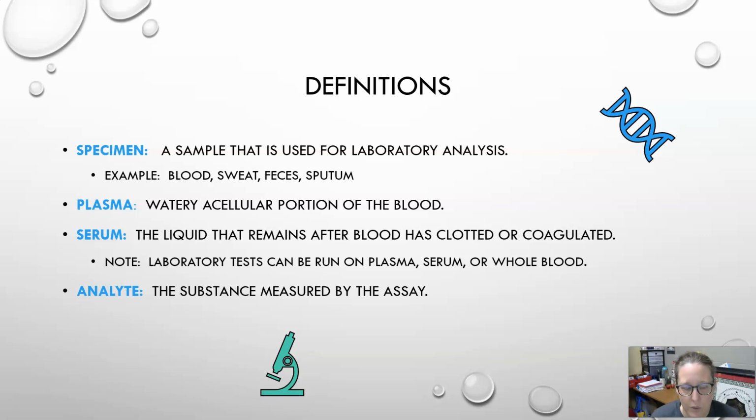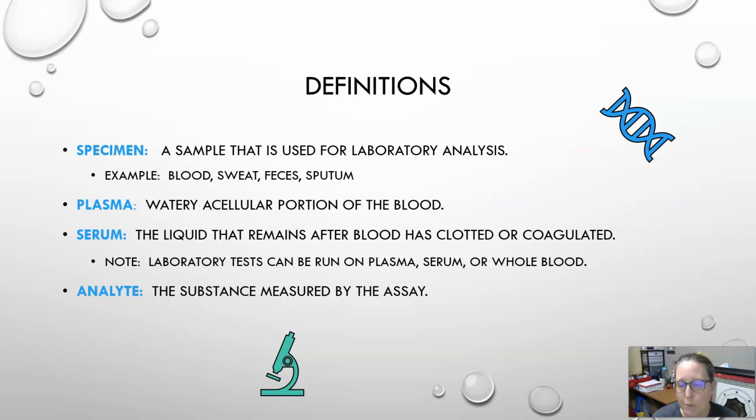And then of course a whole blood sample would be testing on the whole blood without spinning it down and without isolating the plasma from it. Serum, in contrast to plasma, is the liquid that remains after the blood tube has clotted or coagulated. So serum tubes do not have any anticoagulants in them, and so the blood is allowed to naturally clot. That clot needs to be fully formed, and then once a fully formed clot has occurred, that sample can be spun down, and what is left is serum. And lab tests can be run on plasma, on serum, or on whole blood.